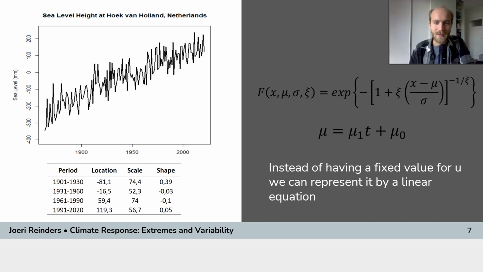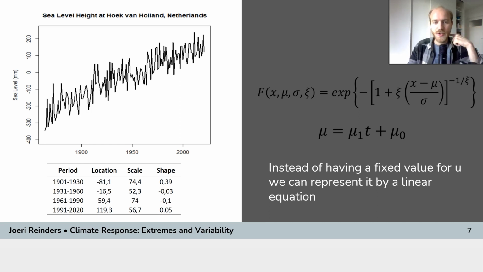How can we incorporate that? In the first line, we see our GEV distribution without a time component. Here, mu, the location parameter, is one fixed number that we incorporate into that formula. However, we can of course also change that into a relationship, for example a linear relationship like you see in line 2, where mu is dependent on mu1 and mu0, mu1 being the slope and mu0 being the intercept of our linear equation. And there you find time being included.